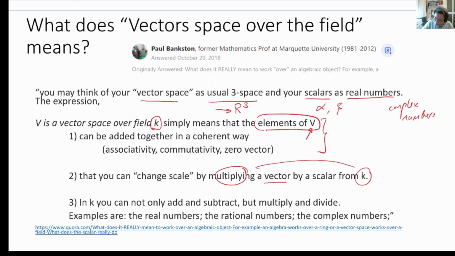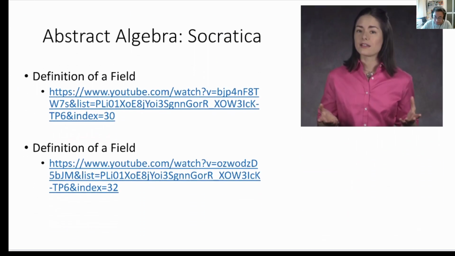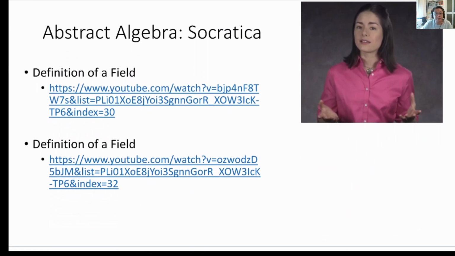And K belongs to a field, and field here means that it is a set where not only can we add or subtract, but we can also multiply and divide. So K is an element of a field, and typically in our example, it is the field of real or complex numbers. All these are very abstract. However, if you are more interested in understanding this area of work, I would like to suggest looking at abstract algebra by Socratica. They will define what a field is, and they will also define what a vector space is.